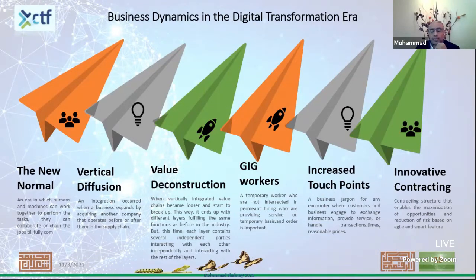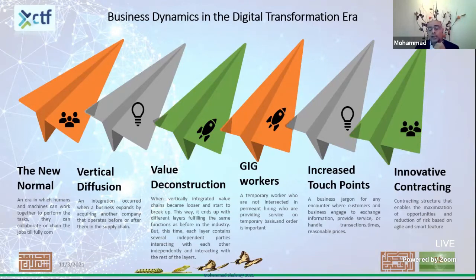We have contractors today, and we have gig workers, workers who are not working directly for our organization, but they are providing a lot of value for us, and how we contract them and how we utilize them. Also, there are increased touch points, because you have a lot of vendors, a lot of contractors, a lot of staff, a lot of technologies. All of these are creating touch points at different timings of the project life cycle. So you need to be very careful about it.